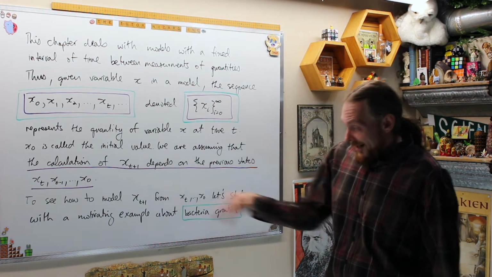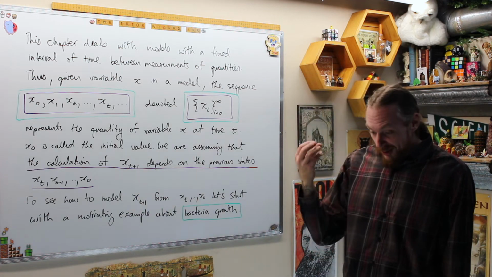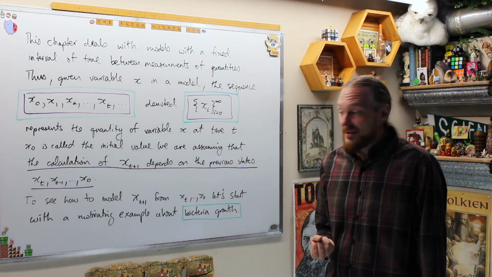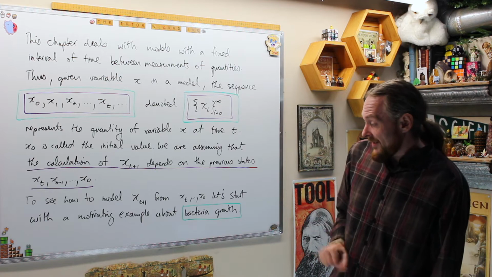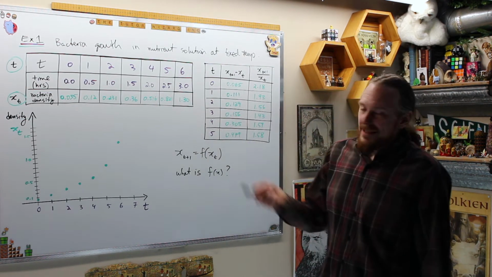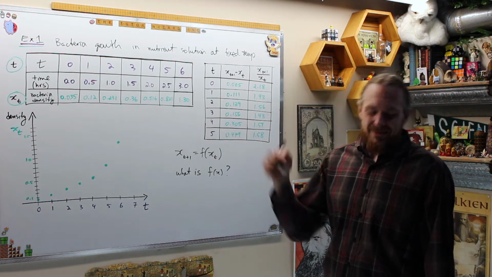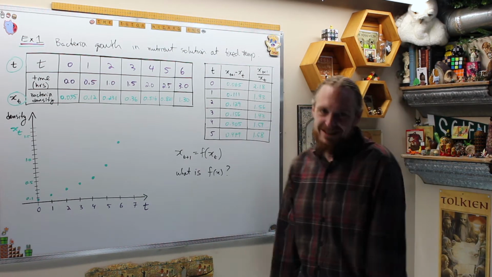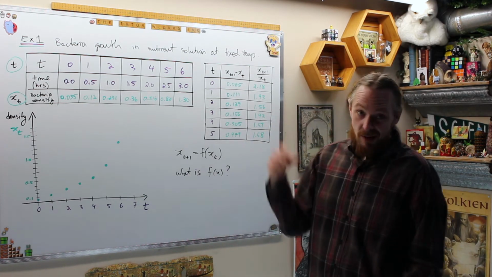But right now, to motivate how we're going to get the definition of a difference equation, let's look at a specific example of bacterial growth. All right, for our first example, we're going to look at bacteria growth in a nutrient solution at a fixed temperature. Don't worry about all the sciencey type of things. We're just going to worry about how do we analyze this.